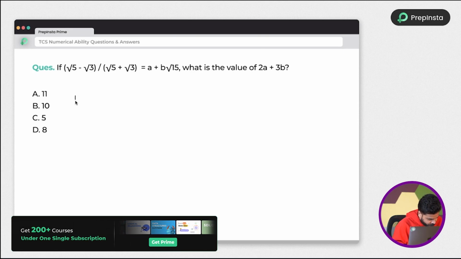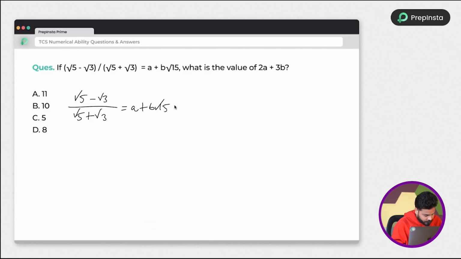All right, so (root 5 minus root 3) upon (root 5 plus root 3) is equal to a plus b root 15. I have to find the value of 2a plus 3b. The most important thing here is rationalization and then taking care of a few other things, like not jumbling up the format so that you get the a and b values very easily. That we'll see in the course of solving the question.